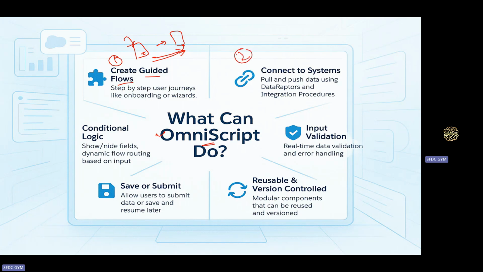Now, the second best thing that we can do with OmniScript is connect multiple systems. When I say connect multiple systems, you can exchange information based on the clicks, right from one system to the other system. You can do that using the built-in feature of OmniScript, which is DataRaptor, or you can take help from your integration procedure as well. Now, the third thing we can do is validate the input given by the user. Same example, let's say we have a form where we want the user to put first name, last name, email address, and phone number.